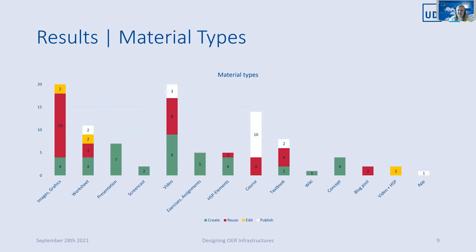Now we'll be continuing with some main results. As we all know, OER can comprise material types with different scopes. This ranges from illustrations to presentations and videos to entire courses. OER that are published are often extensive material types with a high production effort, such as videos or courses.